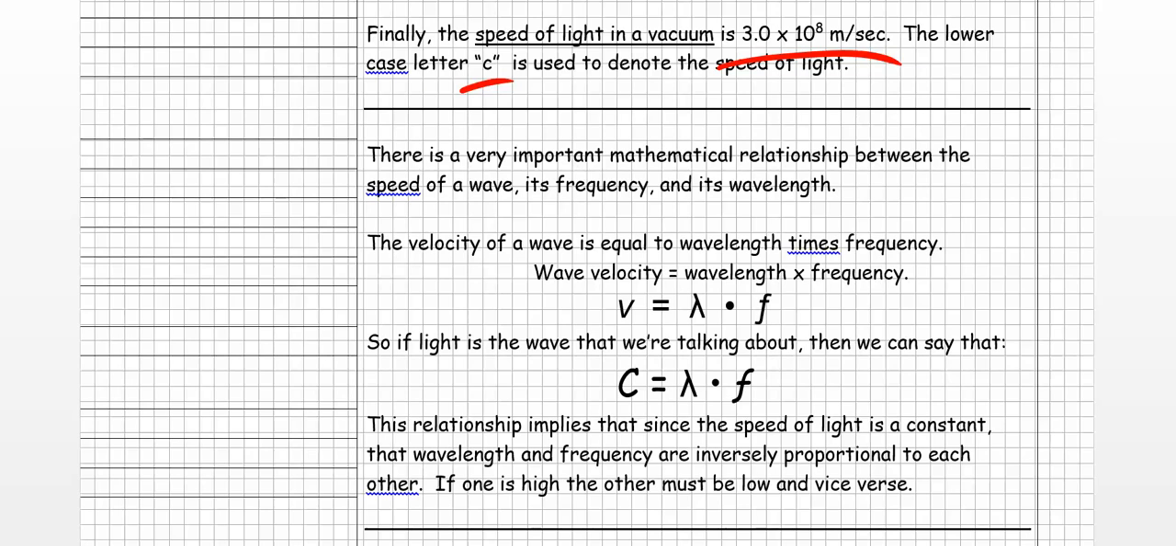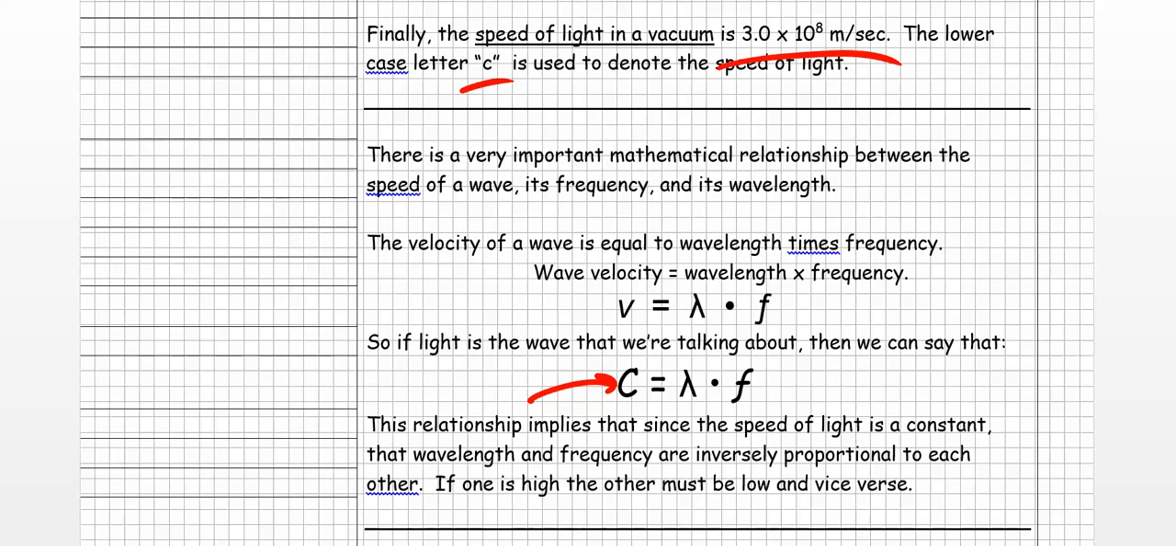So this relationship implies that since the speed of light is a constant, wavelength and frequency are inversely proportional to each other. If one is high, the other one has to be low. So let me make that point again. c is a constant. That's the speed of light. So these two numbers have to be inversely related. If the wavelength goes up, the frequency must come down, and vice versa, because c cannot change.